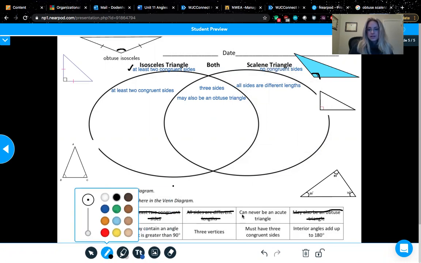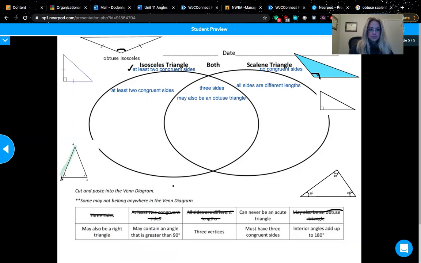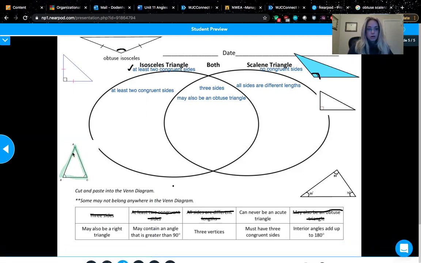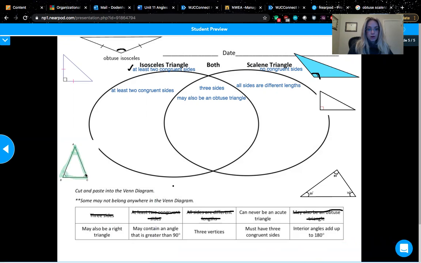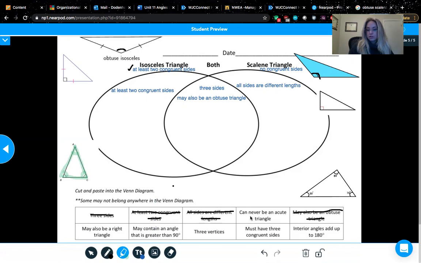Okay, can never be an acute triangle. Let's think about it. Over here, I have an isosceles triangle because this side is congruent with this side. Notice how it's also an acute triangle. All three interior angles are acute. So guess what? Can never be an acute triangle? That's not true for isosceles. Isosceles triangles can also be acute triangles.